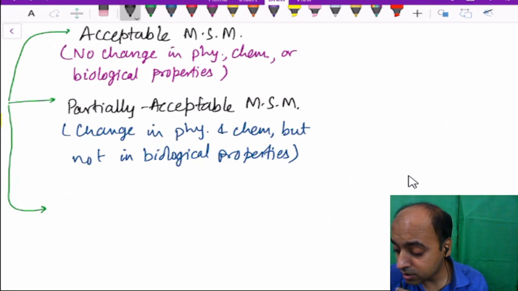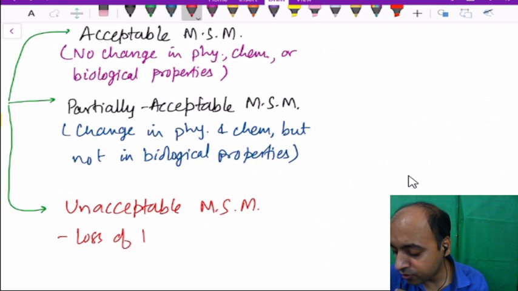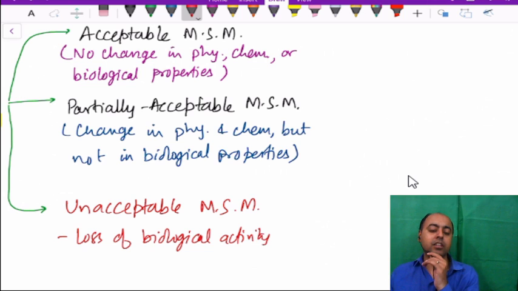And last, we have what is known as unacceptable missense mutation. Reason being, here there is loss of biological activity. So if the biological activity is lost, the primary property of the protein is disrupted and it is unacceptable.